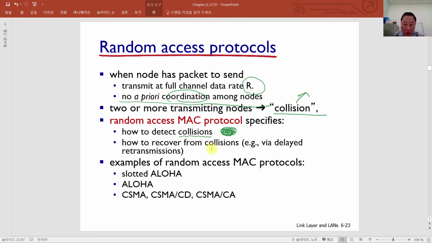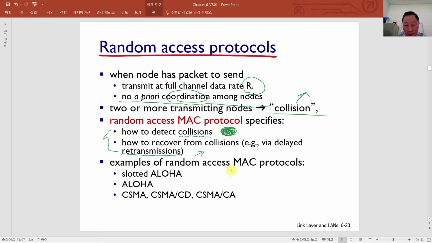How to recover from collisions? Our protocol, our scheme, provides that method. For example, via delayed retransmissions, we are sending again later. Thus, our retransmission is deferred a little bit.